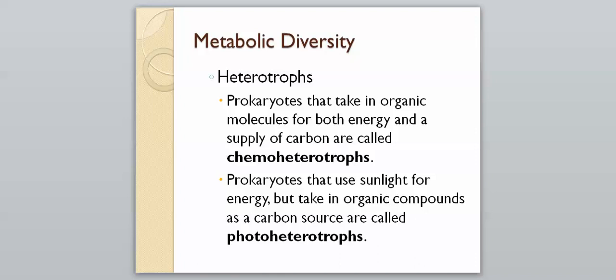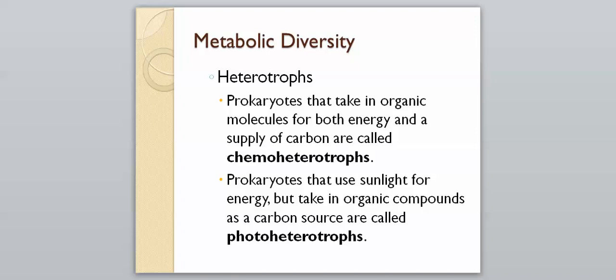We have prokaryotes that take in organic molecules for both energy and a supply of carbon, are called chemoheterotrophs. So these names are going to sound pretty confusing, but if we break it down, you know what the heterotroph part means. Just need to know what the chemo means, meaning that they have to take in their organic molecules for both energy and a supply of carbon.